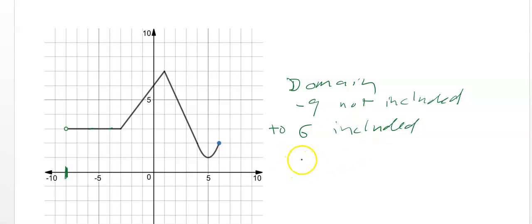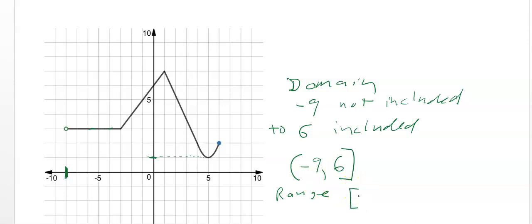So I would write that in interval notation with a rounded parenthesis for the -9. -9 is the left, 6 is the right, and I get a square bracket there. Now when I look at the range, I'm looking at what y coordinates are there. So I tend to look for the lowest one. And it looks like y = 1 is the lowest, and it is included.